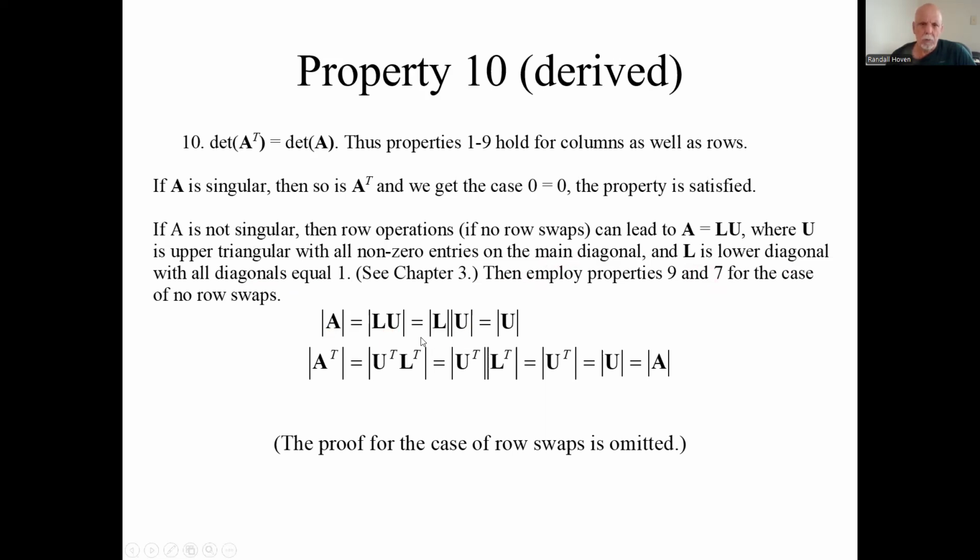And by the previous property, that's the product of these two determinants. But L is triangular with all 1s on the diagonal, so its determinant is 1. That leaves us with this.